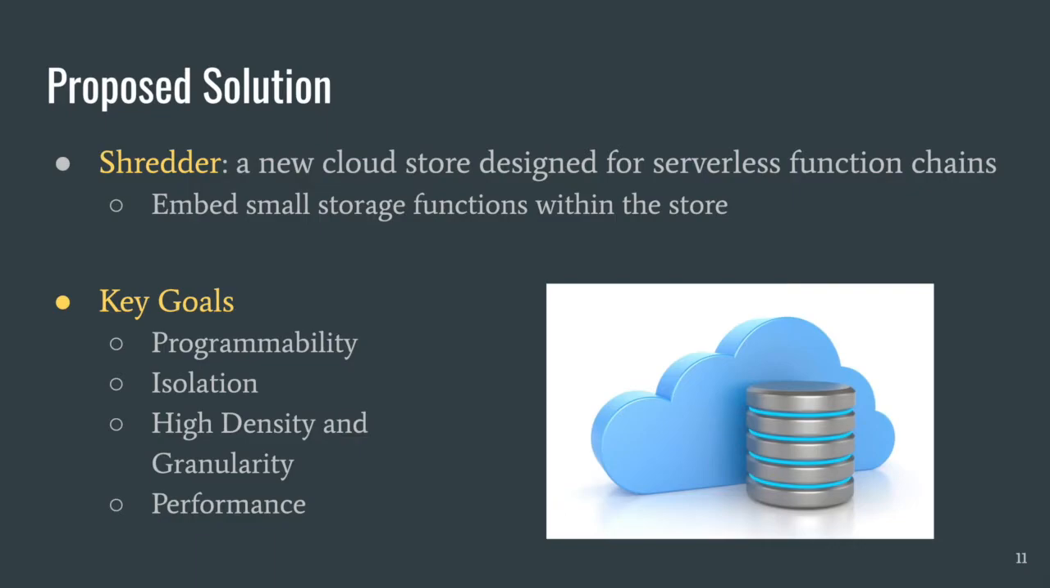Then comes high density. This is high density and granularity. This just means that Shredder should support thousands of tenant functions. So we don't want to do 100, like a few hundred. We want to do 1,000. We want it to be high density and be able to handle a lot.